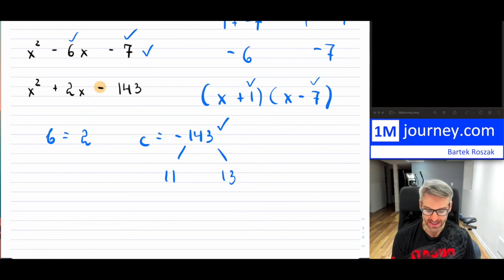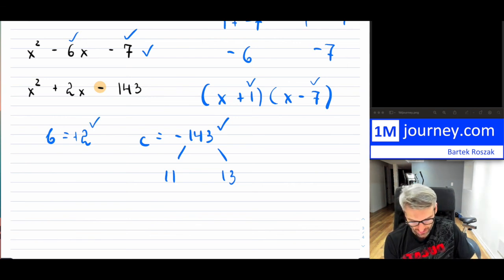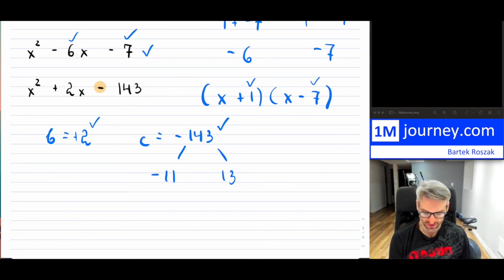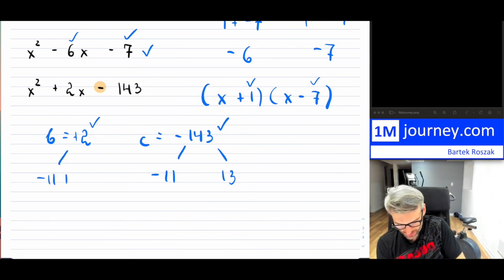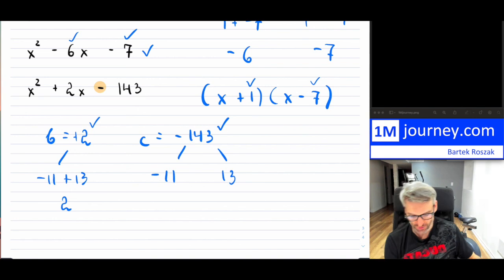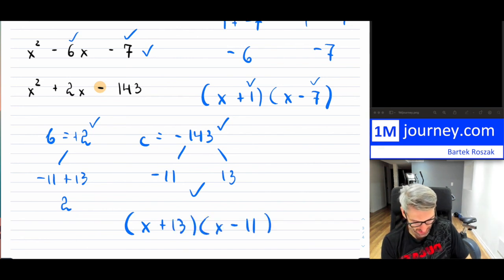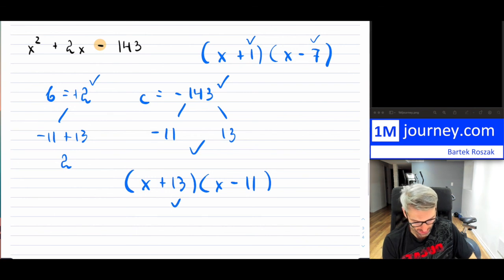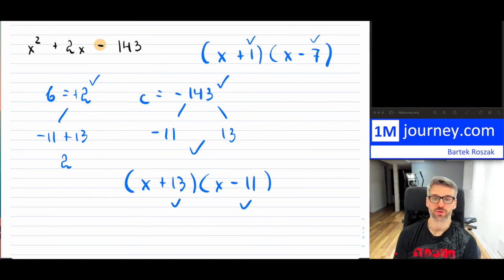And if I take 11 and 13, and notice, because we want b to be +2, that means this has to be -11, and then you add these two numbers, -11 plus 13 indeed gives you 2. And there you go. We found our answer. This would have been x plus 13, x minus 11. Again, it doesn't matter the order of these. You can reverse them, but that's what you would have.